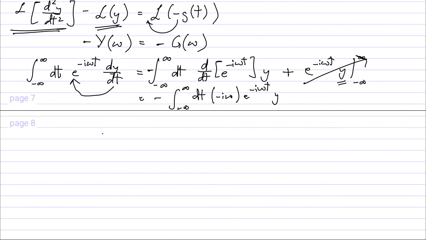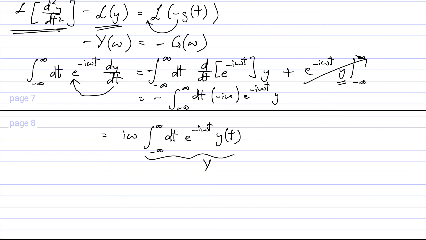This is then further simplified as i omega you can pull outside, and you're left with the integral dt e raised to minus i omega t y of t, of course. This thing is nothing but the Fourier transform of y. So this is capital Y of omega. In other words, the Fourier transform of the first derivative of y is simply i omega times the Fourier transform of y.